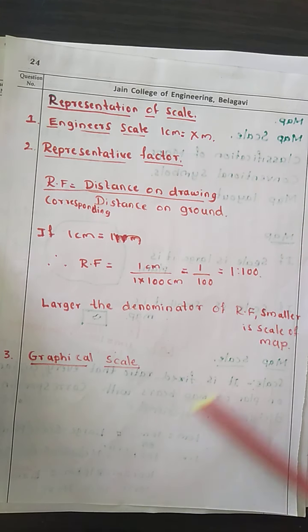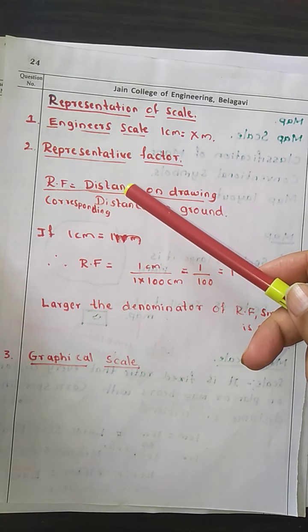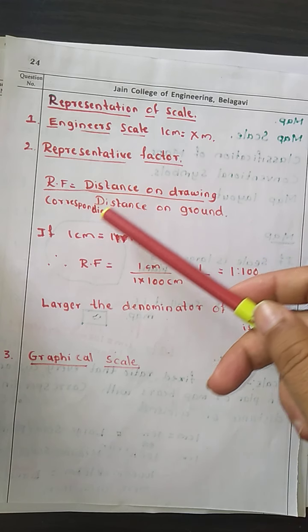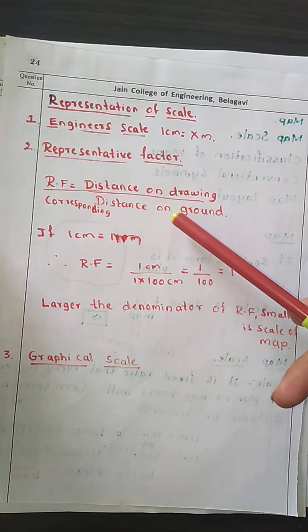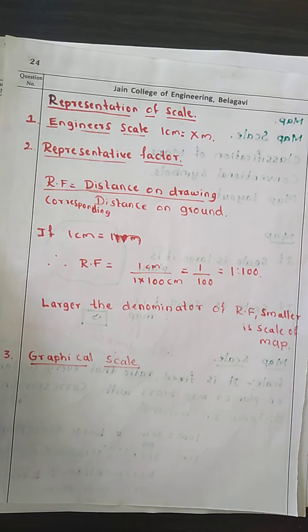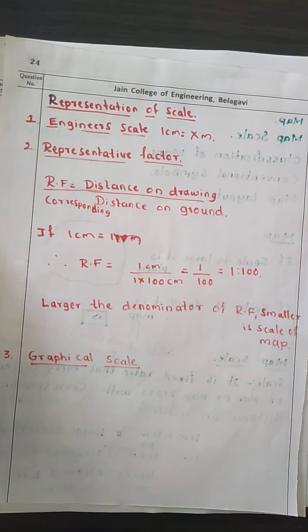Then the representative factor. We need to understand what a representative factor is. A representative factor is the ratio of the distance on the drawing sheet to the corresponding actual distance or length of an object on the ground.